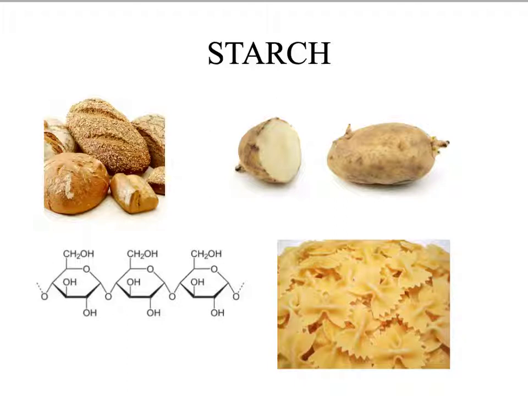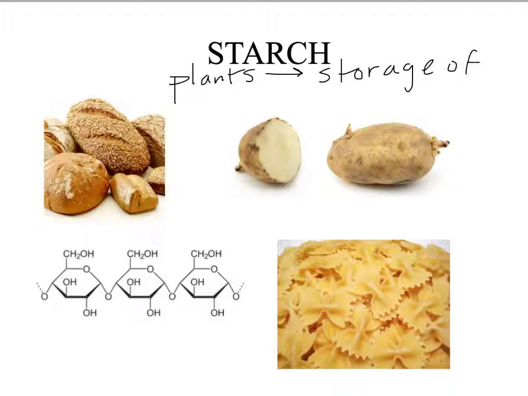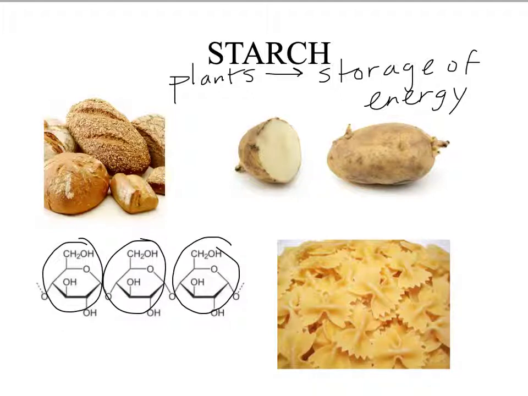Starch is found in plants, and I have quite a few examples of plant products that have a lot of starch in them. Bread and pasta from wheat, potatoes have a lot of starch in them as well. What plants use it for is storage of energy. So the wheat kernel or the potato itself is storing energy for the plant, and it stores it in the form of starch. And you can see it's a bunch of glucose molecules bonded together.